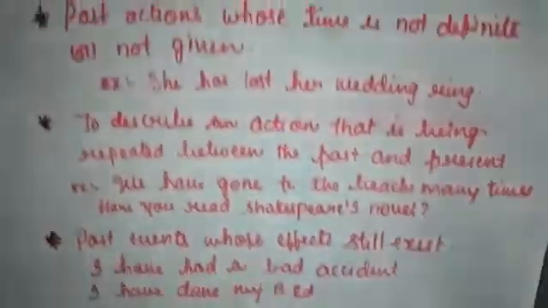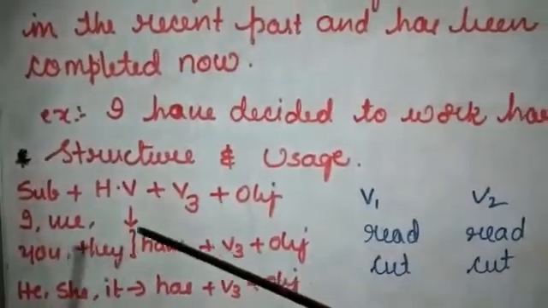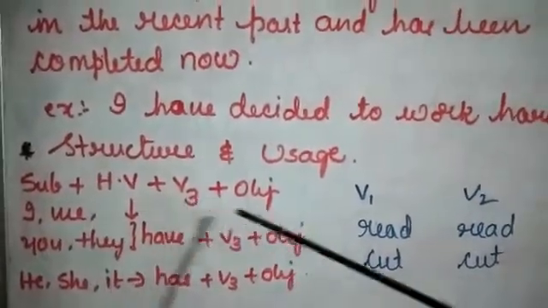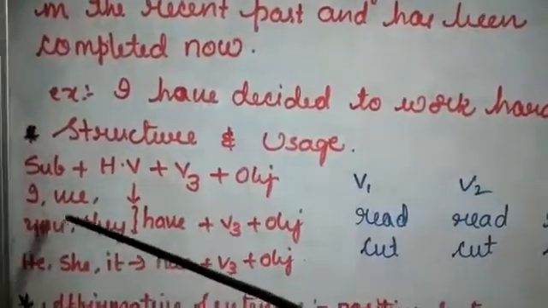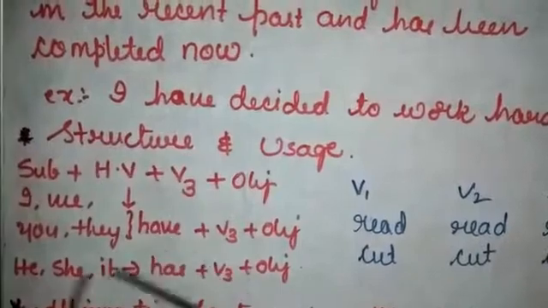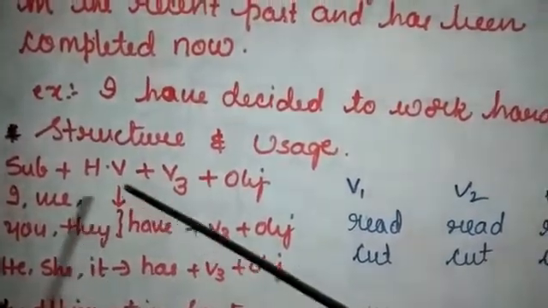This is about present perfect tense, and now we'll see the structure. The structure of present perfect tense is subject plus helping verb plus V3 plus object. The helping verbs are have or has. With I, we, you, they, we have to use have. He, she, it takes has as a helping verb. This is about present perfect tense.